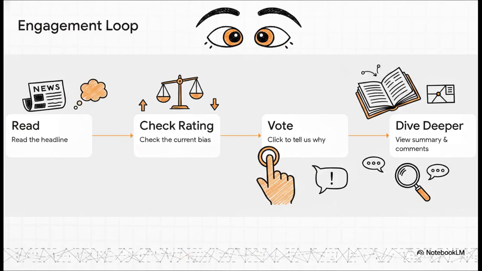So what happens when you see a rating you strongly disagree with, or you just want to dig a little deeper into the context? This is the active engagement loop, and it's incredibly well-structured. First, you read the headline. Second, you check the current community rating to see where the crowd is leaning. From there, and this is the key part, you click Tell Us Why to cast your own vote.